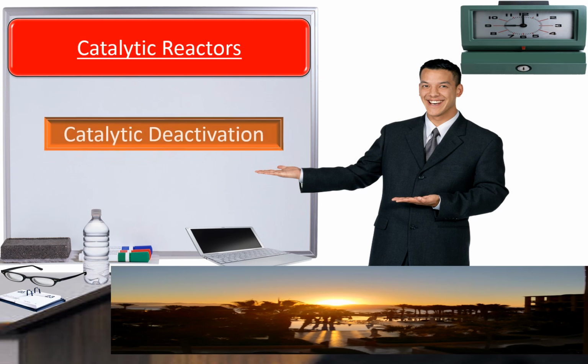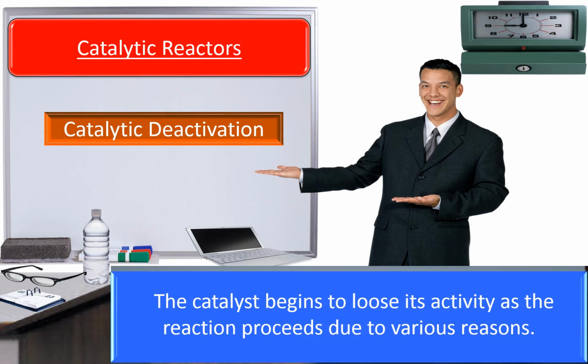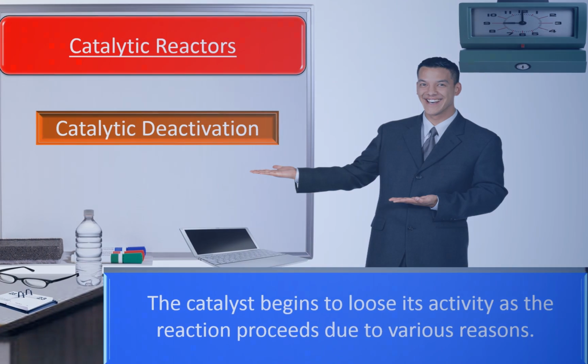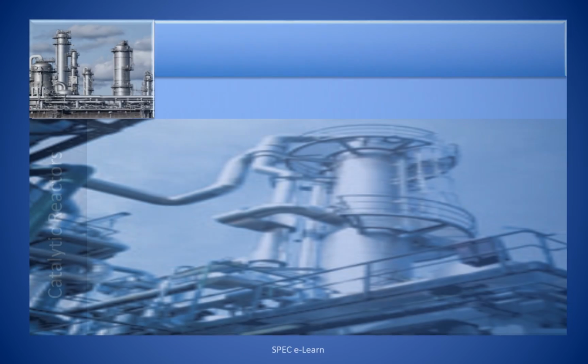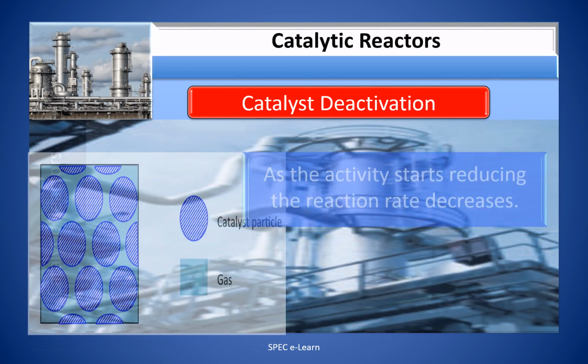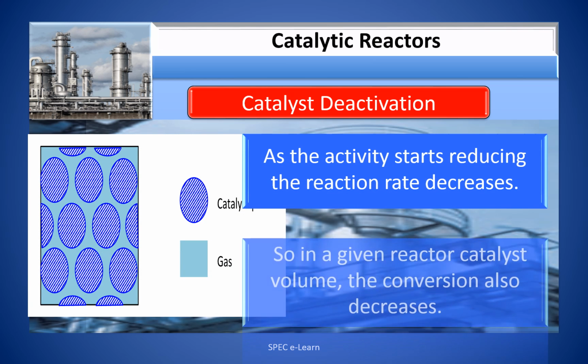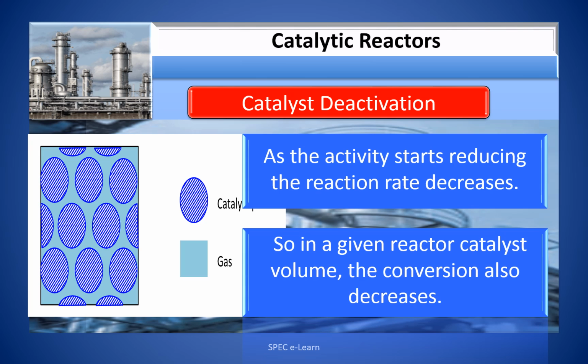Catalyst deactivation. Catalyst begins to lose its activity as the reaction proceeds due to various reasons. As the activity starts reducing, the reaction rate decreases. So in a given reactor catalyst volume, the conversion also decreases.